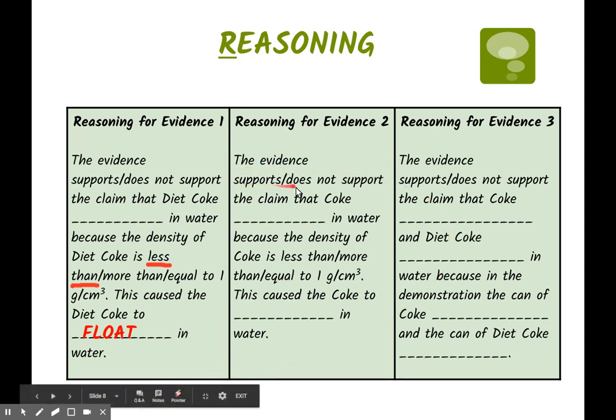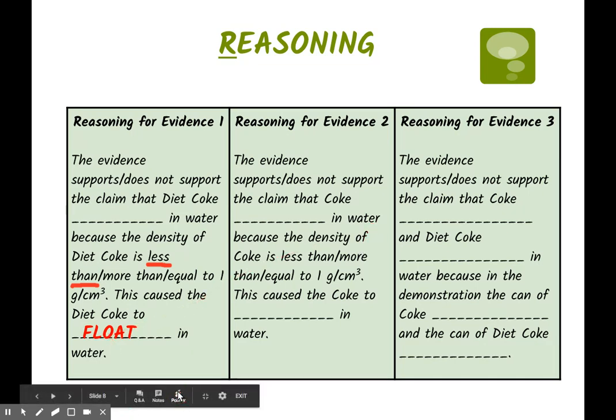Evidence 2. The evidence supports or does not support the claim that Coke blank in water. What did you write in your claim? Did you say that Coke floated, or will sink, or will suspend? Whatever you originally thought goes here. If you said that the Coke would sink, you highlight or underline the word supports. The evidence supports the claim that Coke sank in water or sinks in water. If you wrote float or suspend, the evidence does not support, highlight that, does not support the claim that Coke floated or suspended in water.